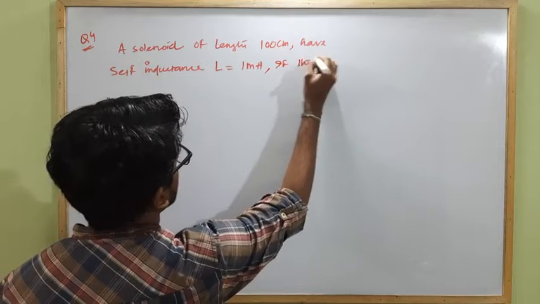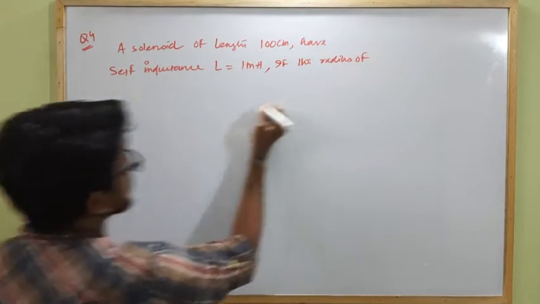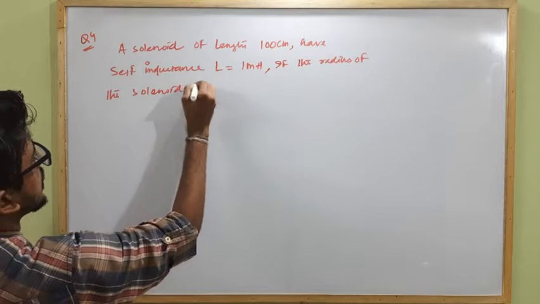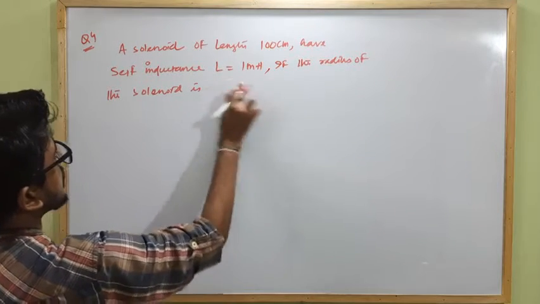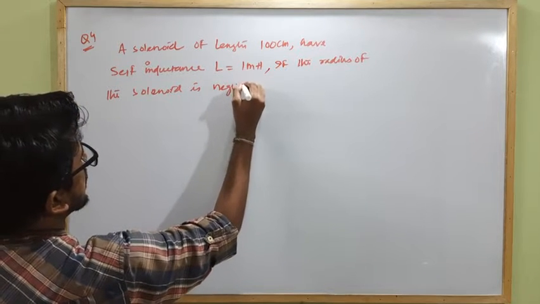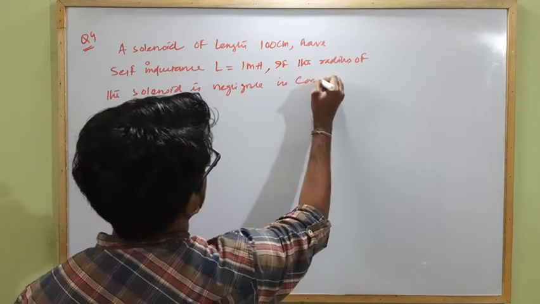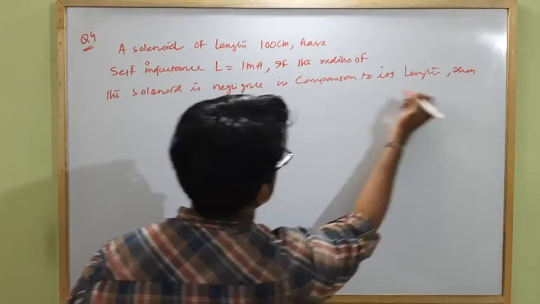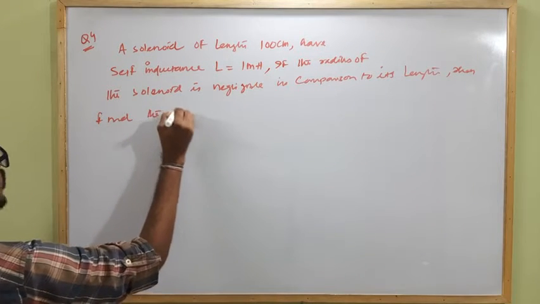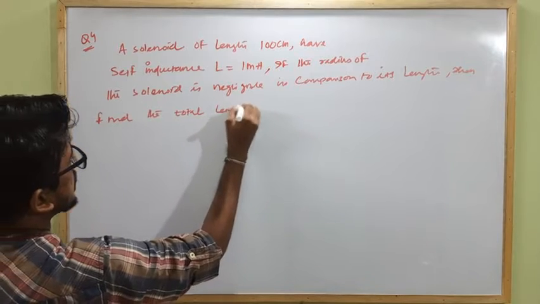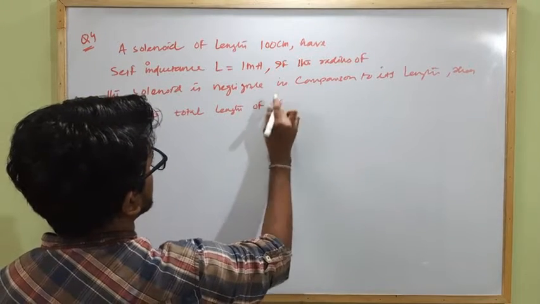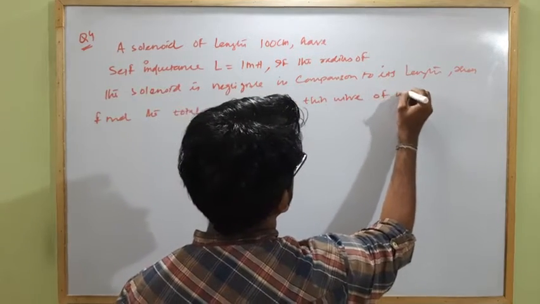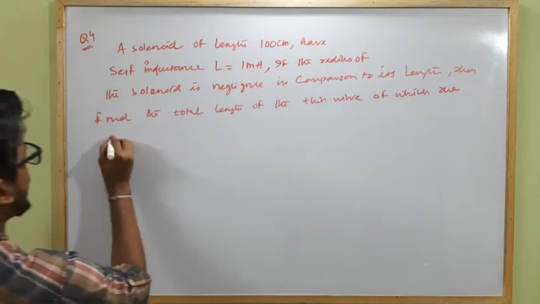If the radius of the solenoid is negligible in comparison to its length, then find the total length of the thin wire of which the solenoid is made.